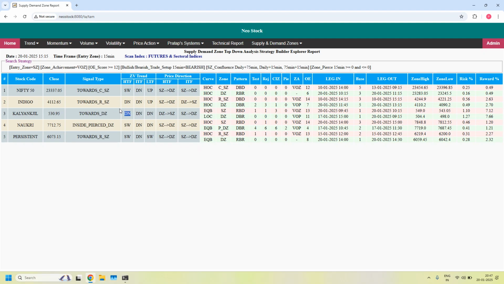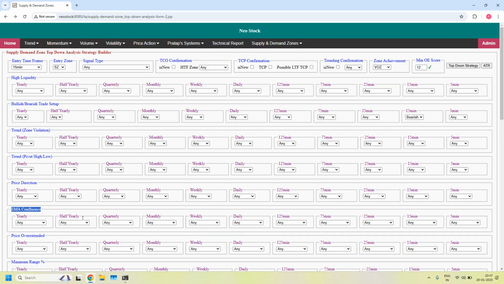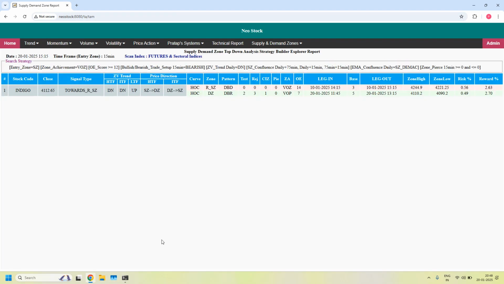If any of these 2 stocks are having daily EMA confluence, they are even more high probability trade setup supported stocks. Let's verify. In the EMA confluence at a daily time frame, daily supply zone having daily EMA confluence. And the daily trend sideways I want to filter, that's why I am selecting downtrend. It is a bearish trade setup. We got 1 stock. So this is even more high probability trade setup supported supply zone, 15 minute supply zone. So this is about bearish trade setup for daily income trade.